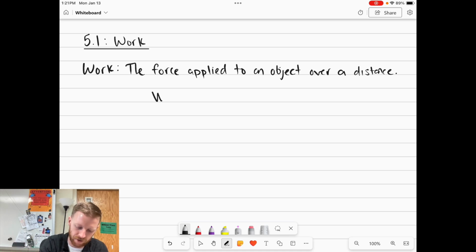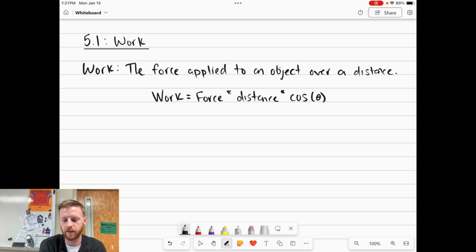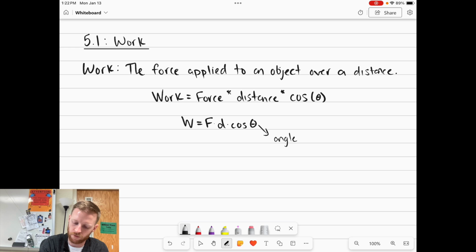So you actually get an equation that looks like this. Work is equal to the force on an object times the distance the object moves times the cosine of the angle between the force and distance. We'll talk more about what that means later, but you end up with this: W is F times D times cosine theta, where theta, again, is the angle between force and distance.